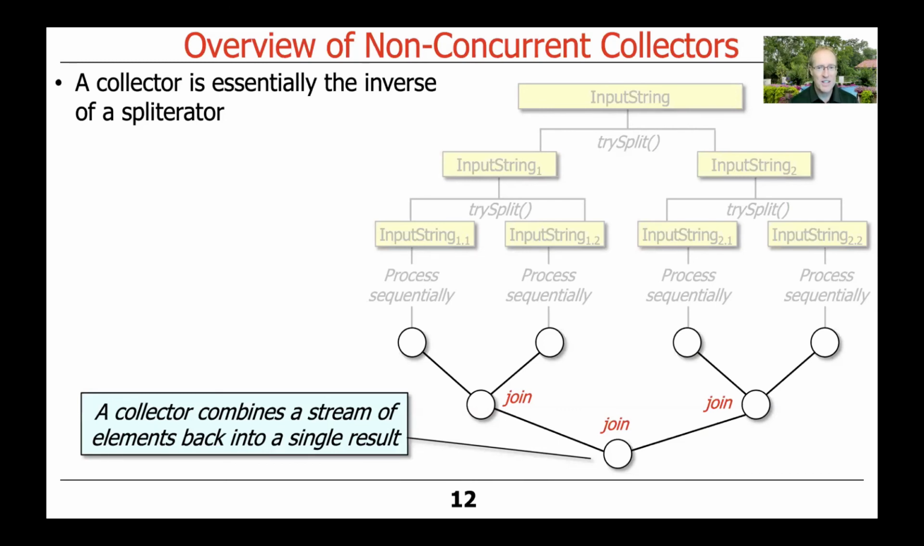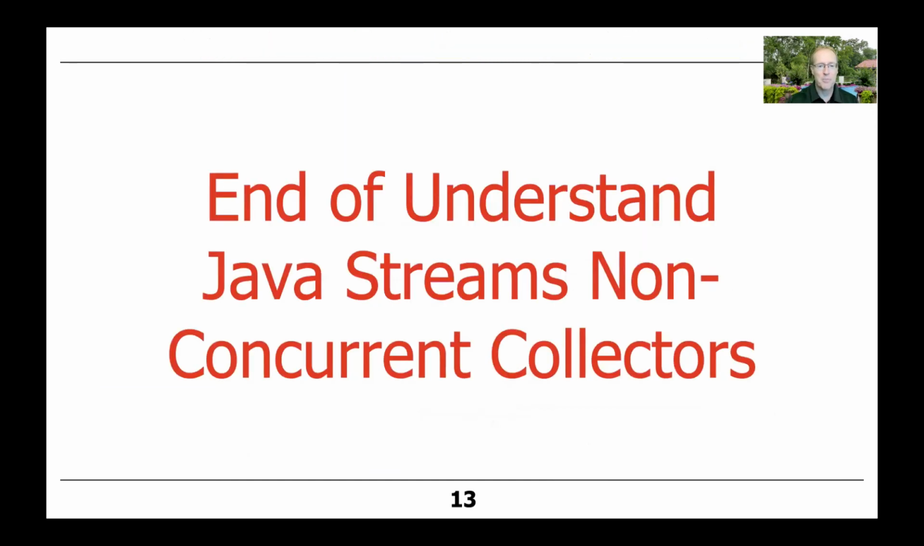So you can kind of think of these as almost like bookends of the overall unfolding story of processing by your stream. So that's the quick overview of non-concurrent collectors. Obviously, at this point, you would really not understand how to program them in any special way, but don't worry, that's what we'll cover in the next couple of lessons.